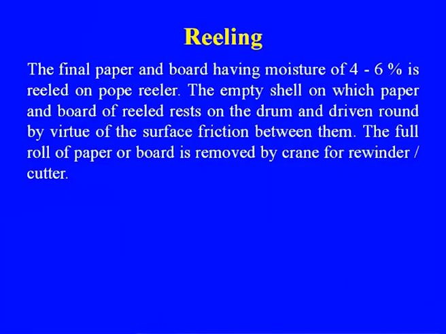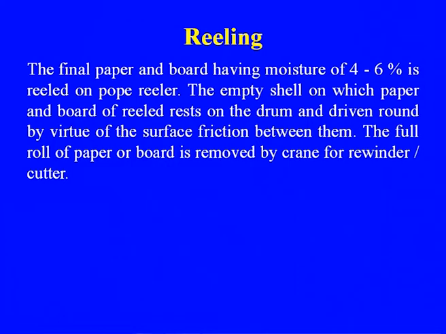Finally, the paper which is made goes to the reeling section. Some inherent moisture will always be there in the paper; you cannot remove 100%. Sometimes you find moisture absorption in the paper. Even in a xeroxing machine you will find that sometimes there is a problem, and they normally say this is wet paper, and because of that the problem is there. So in the final paper some moisture will be there. The reel rests on an empty shell on the drum and is driven by virtue of the surface friction between them.